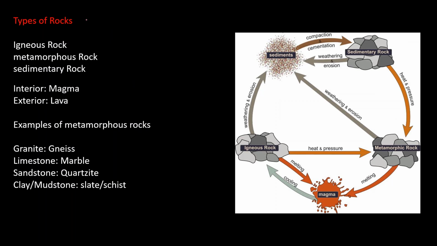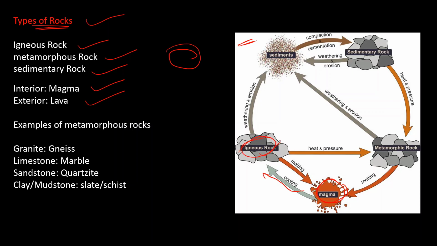Next, we want to know about the types of rocks. There are mainly three types of rock: igneous rock, metamorphic rock, and sedimentary rock. This is the rock cycle. The same material is called magma when it is in the interior, but when it comes to the exterior we call it lava. In the rock cycle, first there is magma. When it is cooled and lifted up, it becomes igneous rock. When it goes down and undergoes so much heat and pressure, it is converted into metamorphic rock. If it goes down again, it melts and becomes magma. If igneous rock melts again, it is also converted into magma.